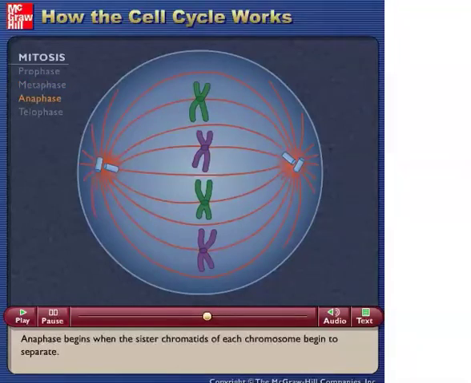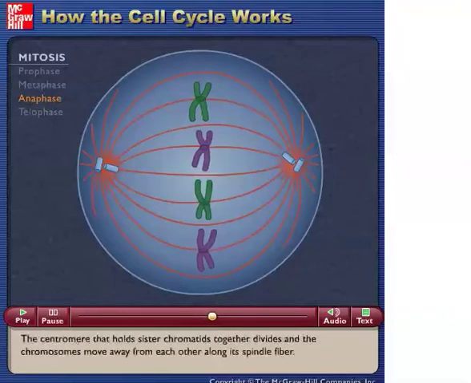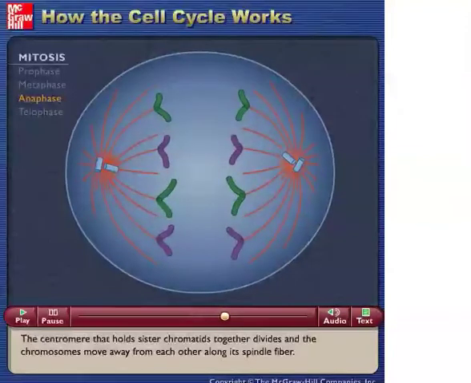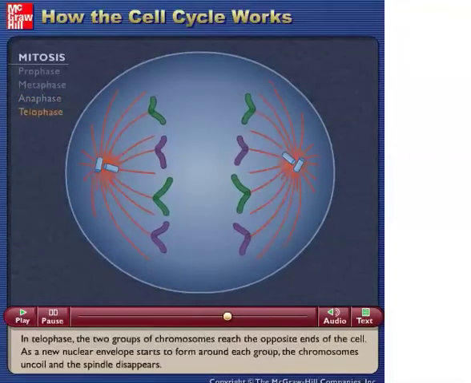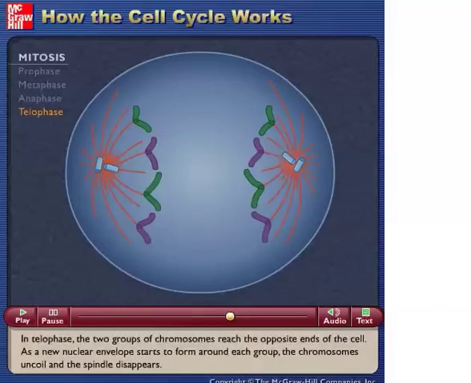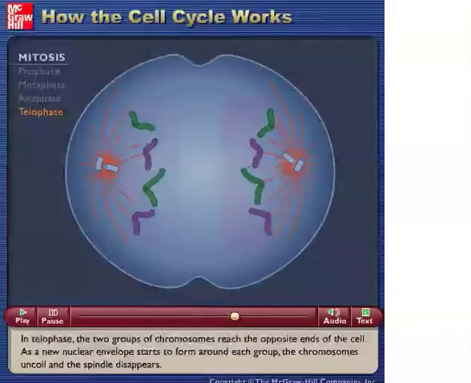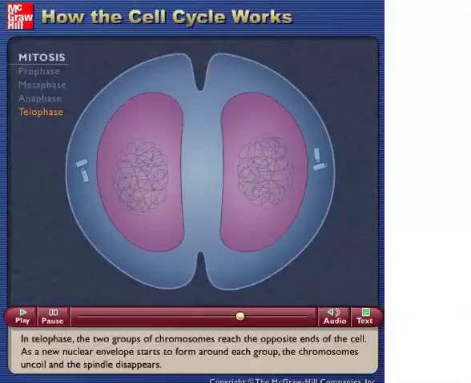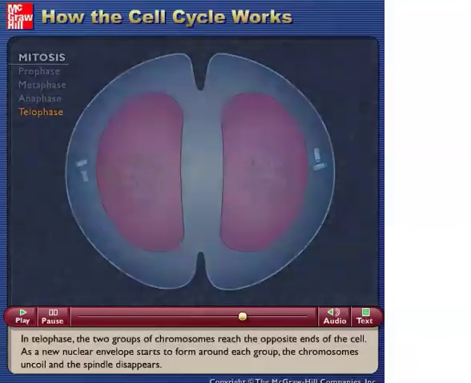Anaphase begins when the sister chromatids of each chromosome begin to separate. The centromere that holds sister chromatids together divides, and the chromosomes move away from each other along their spindle fibers. In telophase, the two groups of chromosomes reach the opposite ends of the cell. As a new nuclear envelope starts to form around each group, the chromosomes uncoil and the spindle disappears.